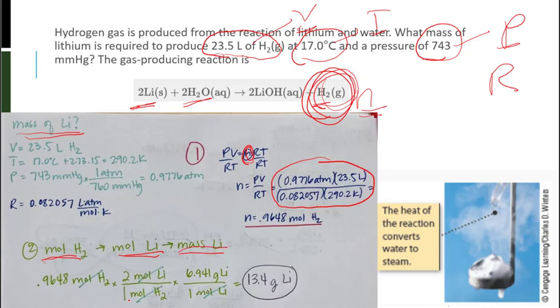And if I look at my balanced equation, for every 1 hydrogen, there's 2 moles of lithium. So that's my ratio. Make sure that your units are diagonal from one another to cancel out. And since I have moles of lithium on top, make sure that for 1 mole of lithium, we have our mass, 6.941 grams of lithium, on top. And if you plug and chug, we should get 13.4 grams of lithium.